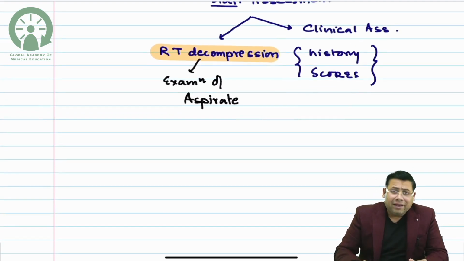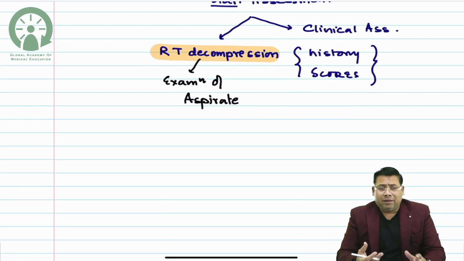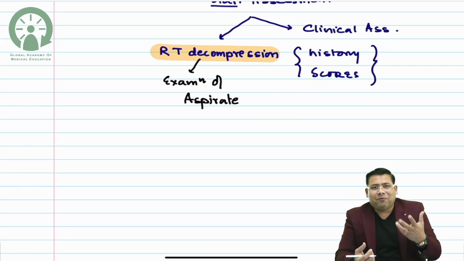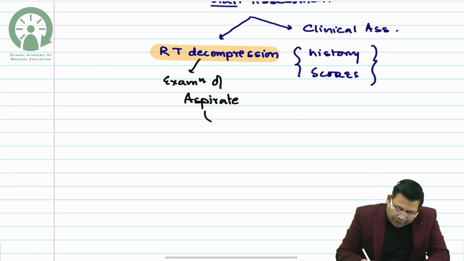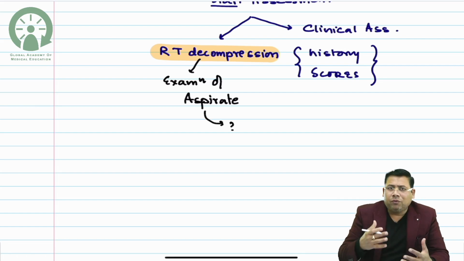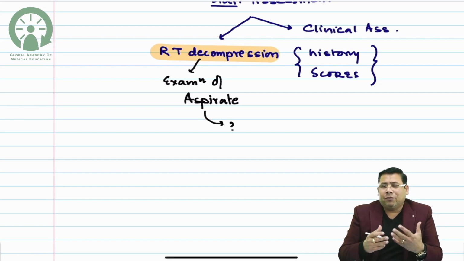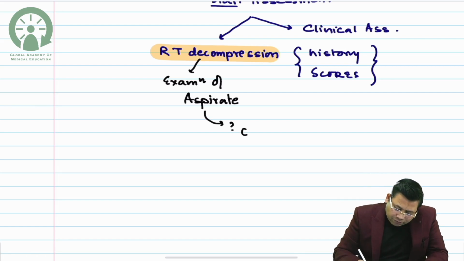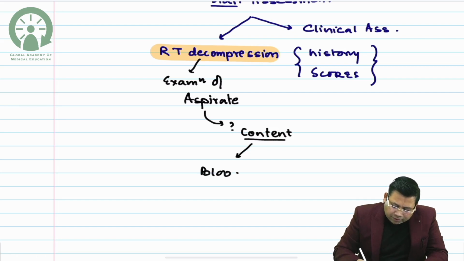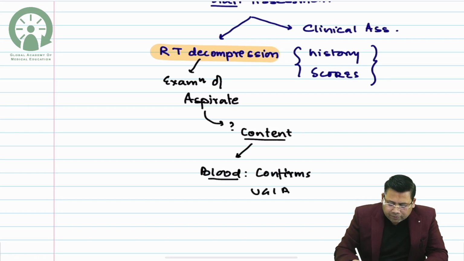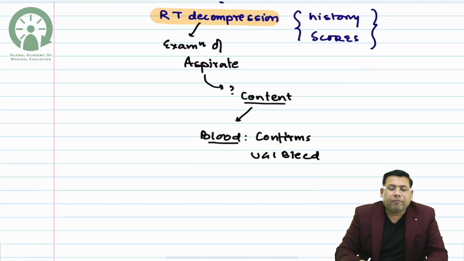Now what is the advantage of doing aspirate assessment? You are going for a bedside assessment. When you do aspiration and examine the aspirate, you see what the content is. If it is blood, then students, it confirms upper GI bleed. This is very important.